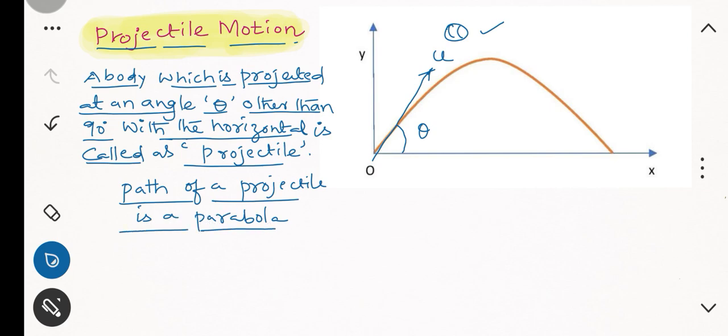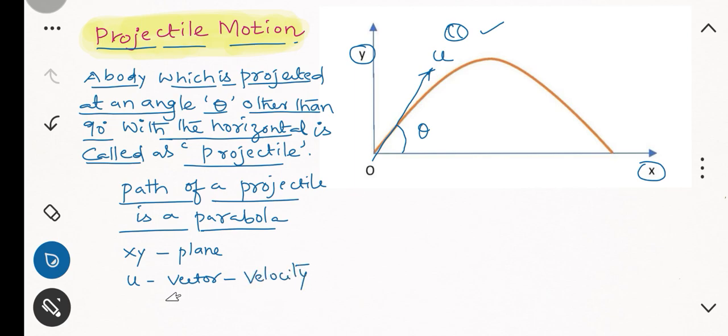Let us suppose this x-axis represents the horizontal and y-axis represents the vertical. Here xy is called a plane. Here u is a vector called the velocity vector.